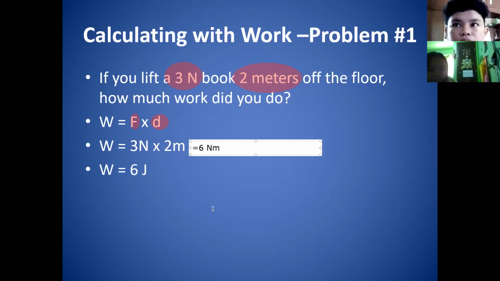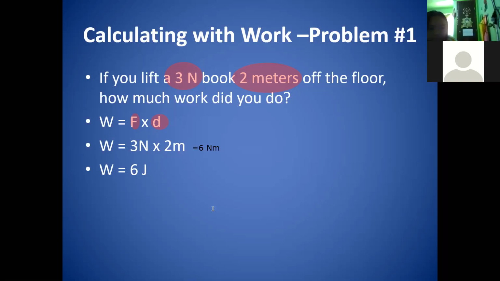Okay? So if you are going to multiply 3 times 2, the answer is 6, and then you copy the unit, Newton times meter, or Newton meter. Thus, the answer for work is 6 joules, since 1 Newton meter is 1 joule, so 6 Newton meter is 6 joules. Just simply apply the formula. What is the formula for work? Force times displacement, or force times distance.